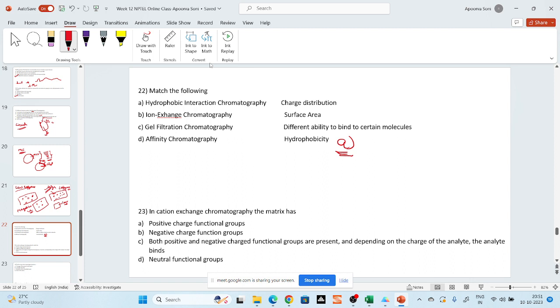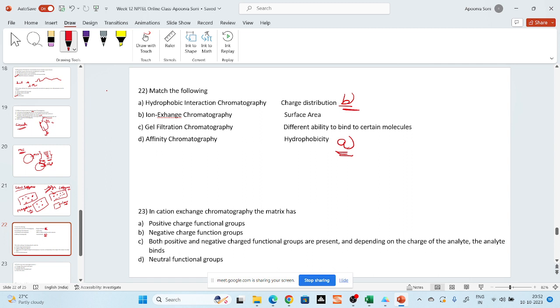Anyways, ion exchange chromatography depends upon the charge distribution. Depending upon whether you want to purify a cation or an anion, in that context you use cation exchange chromatography or anion exchange chromatography. In cation exchange chromatography, the matrix is negatively charged.